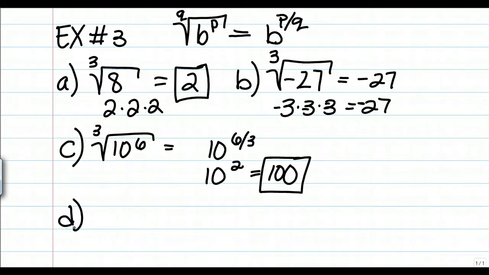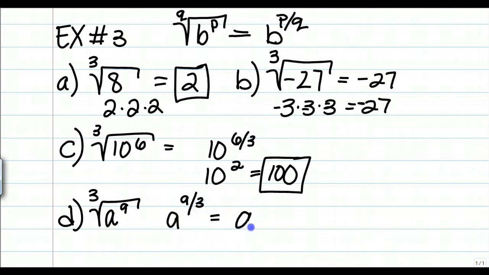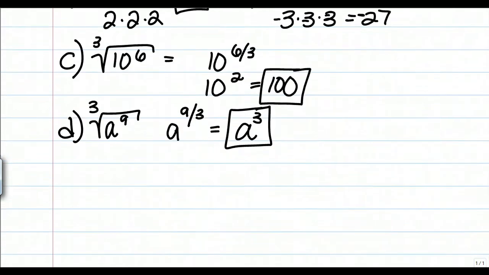D. The cube root of a to the 9th. Again, let's use this formula at the top here. And I always tell my students that the inside one is always on the top and the outside one is always on the bottom of the fraction. So we're going to have 9 over 3. 3 goes into 9 3 times. So your answer is a to the 3rd.